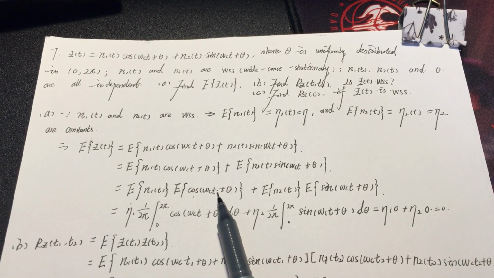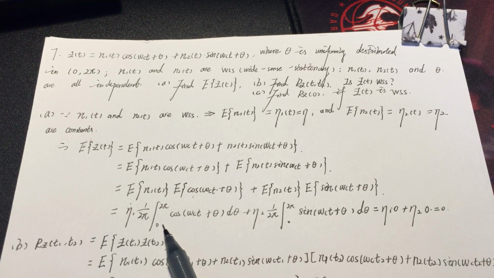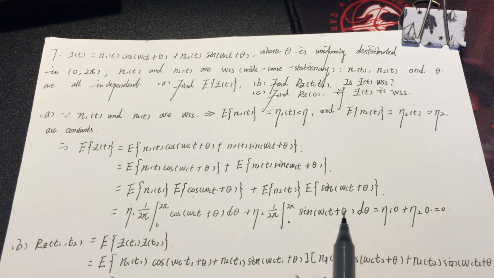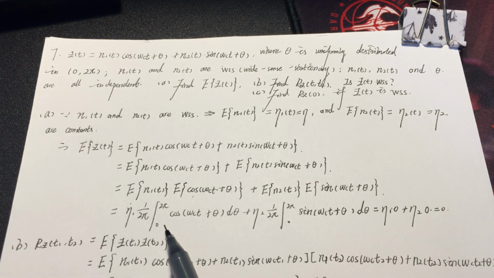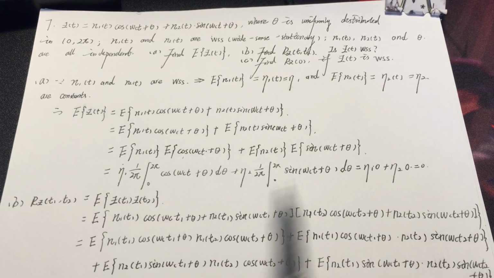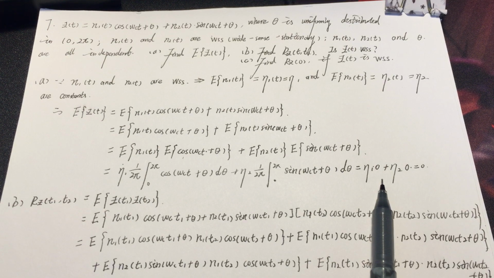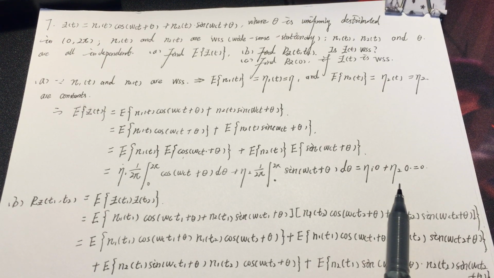The left part equals the integral from 0 to 2 pi. And we all know that the cosine function and the sine function have a rule that if we integrate them from 0 to 2 pi, they all equal 0. So the constant multiplied by 0 plus another constant multiplied by 0 equals 0.